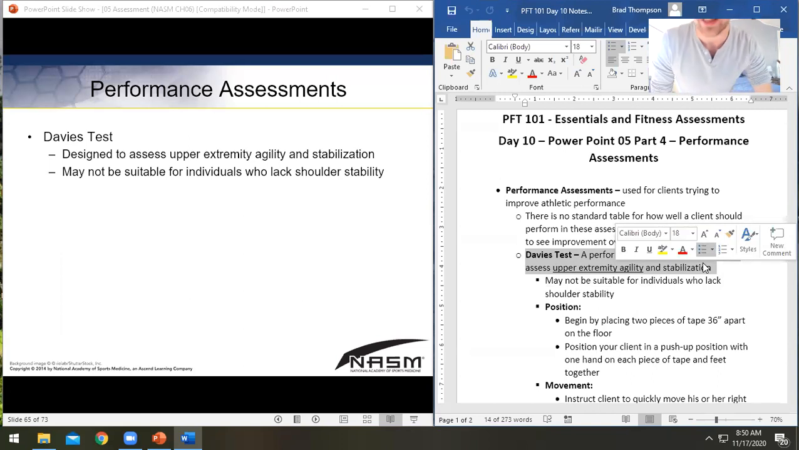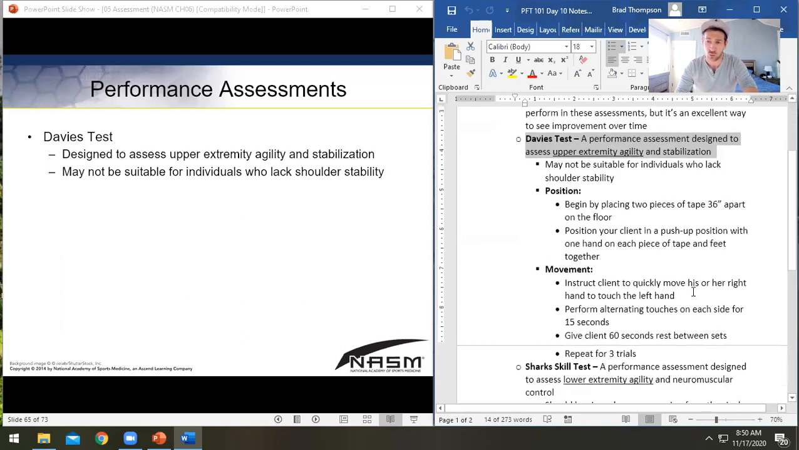So let's go ahead and get the textbook stuff out before we talk about actually doing it in the real world. The Davies test is a performance assessment designed to assess your upper extremity agility and stabilization. That's what you're looking for. Now, this assessment is performed in a push-up position with your hands 36 inches apart.